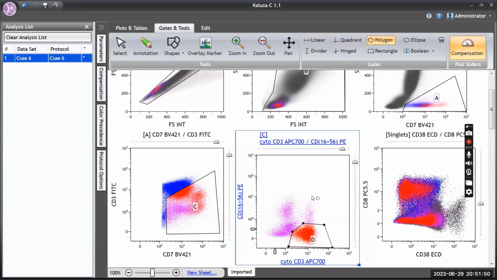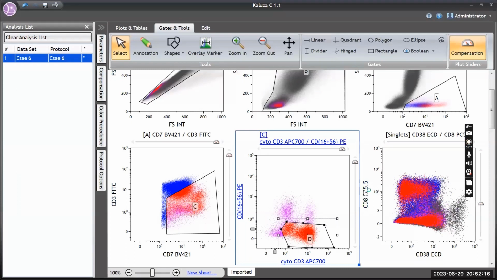And similarly, when the case is an ETP-ALL or if the case was expressing a dim cyto CD3, include this population also. Okay, you can expand this gate to this area. Okay, try to include that. Or I'll just include, let's see what happens. What difficulty I'm encountering, let me check. So this is gated, this is done.